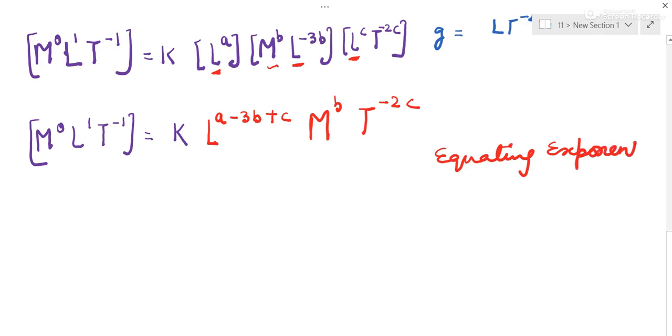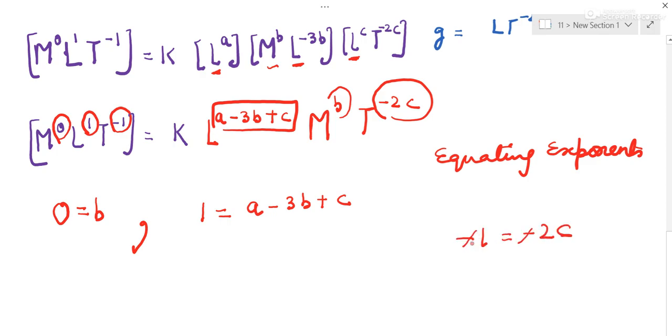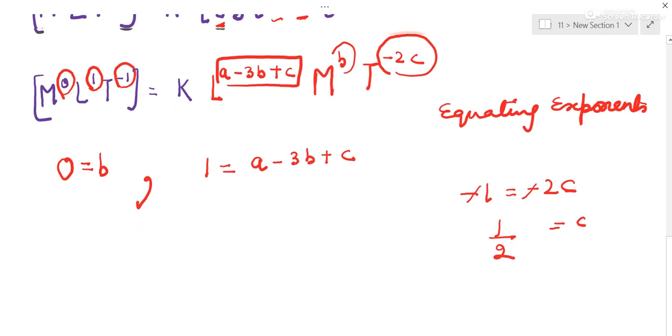Equating exponents, equating powers. So M to the power 0 should be put equal to B. So B is 0. So B has been found. L to the power 1 should be equated to this. Let us put 1 equal to A minus 3B plus C. And T to the power minus 1 should be equated to minus 2C. So minus 1 equals minus 2C. Minus minus cancel. So C is equal to 1 by 2. Okay, C is 1 by 2, B is 0.